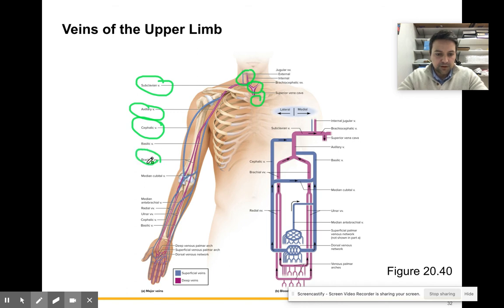Here's our actual brachial vein. So the location is not in the same spot. In your elbow, you have the cubital vein. Boy, now I'm not going to ask you to know that. And here's your radial and ulnar vein. So I want you to know basically the same things, right? Basically the same things.